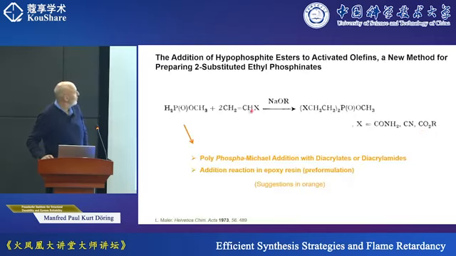And of course, another publication, a couple of years older, described that reaction. And the question is, perhaps we can use that one for a polyphosphamidal addition with diacrylates or diacrylamide. Or we can formulate it in an epoxy resin. An addition reaction in an epoxy resin is so-called preformulation. In the next slides, suggestions are all in orange.